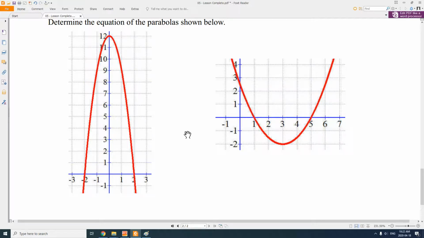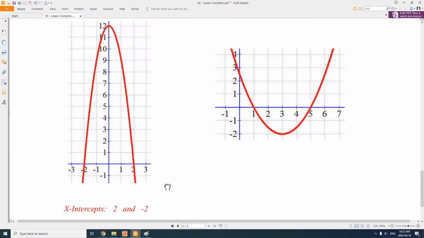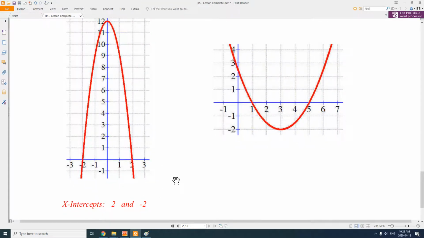I can start by picking out some main points here. I immediately noticed that the x-intercepts show up. There's an x-intercept at -2 and at +2. So I'm going to start making my equation in that factored form because I know what my x-intercepts are. X-intercepts 2 and -2, and I know that matches up with the numbers in the bracket, right? Just swap the signs.